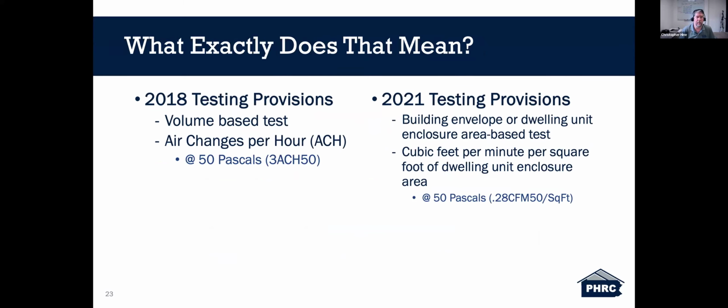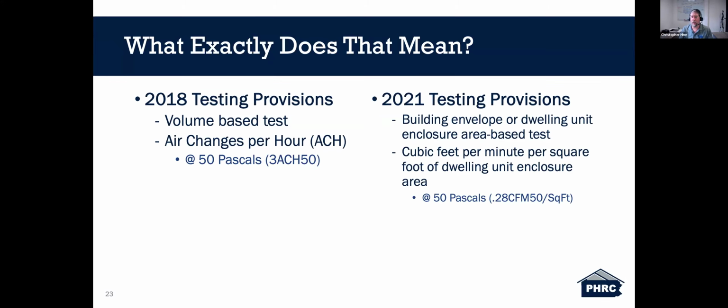So to give a quick breakdown here, what does that exactly mean? Looking at the 2018 testing provisions, it's a volume-based test. So when looking at a volume-based test, it can be adversely affecting smaller homes more drastically than it does larger homes. And this is air changes per hour, ACH, and it's defined as 3 in Pennsylvania, 3 ACH 50.